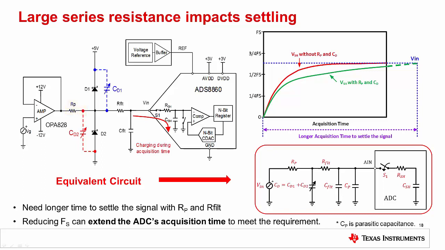One way to solve this problem is to extend the acquisition time. This can be done by reducing the sampling rate. On the next slide, we will look at how doing this will improve the system performance.